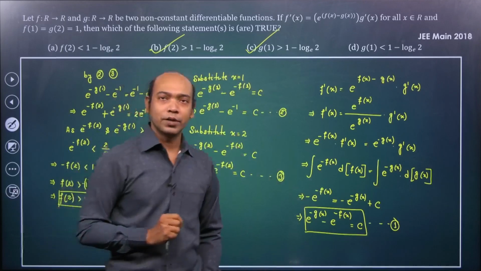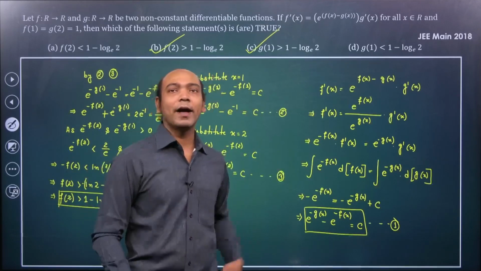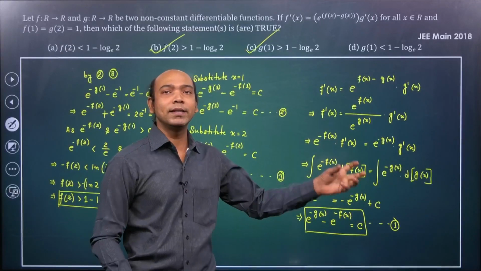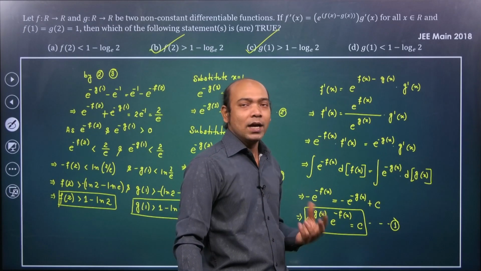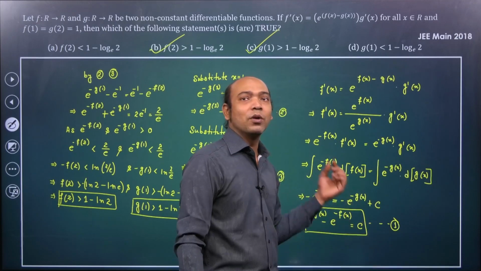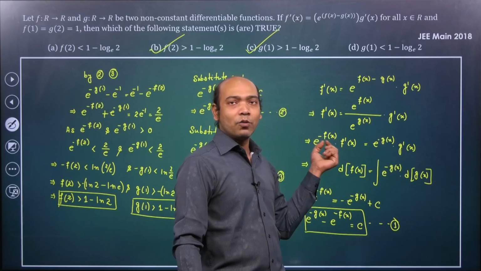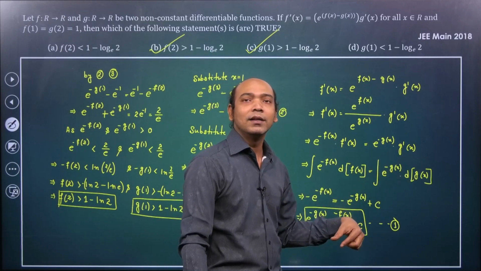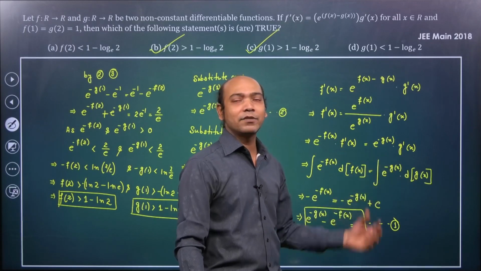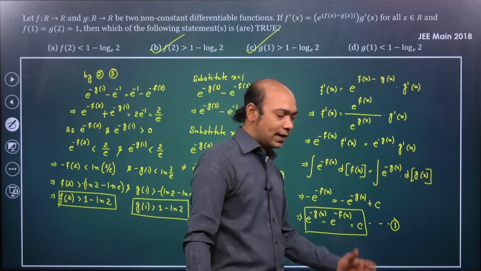Hope you understood the problem. If you have an issue with this integration step, you can consider f(x) equal to z. Now if I integrate with respect to x, we get e to the power minus z, and z dash gives you f dash x dx. So we can just do that step jump, and it's very easy to understand. That's it. Thank you.